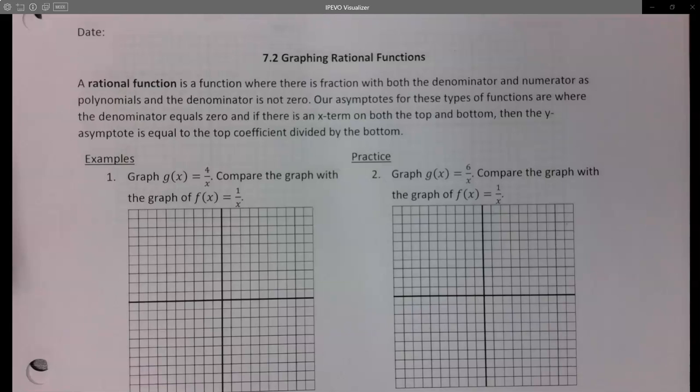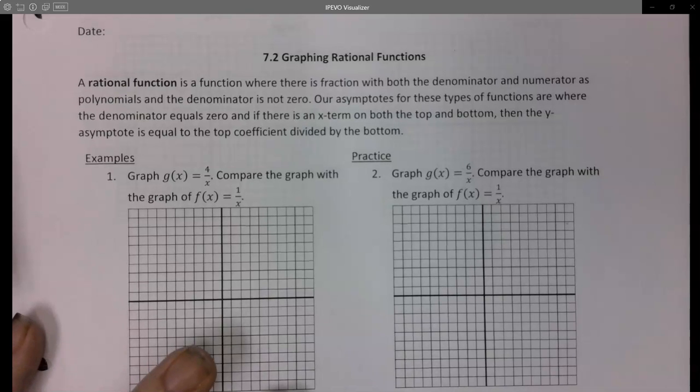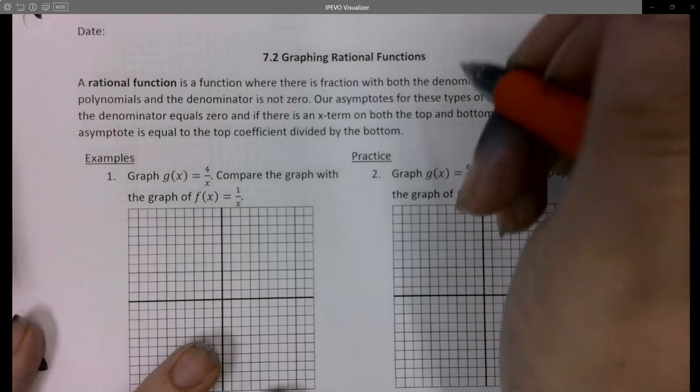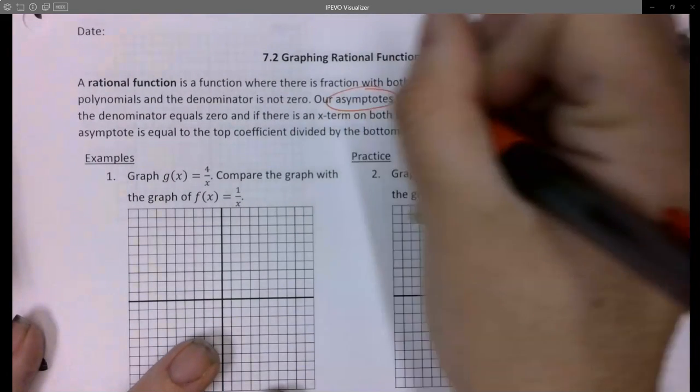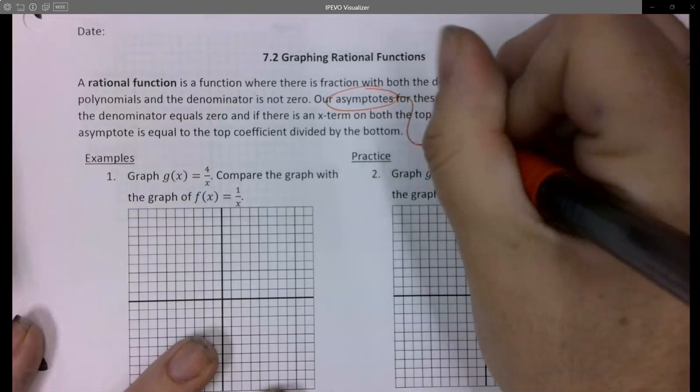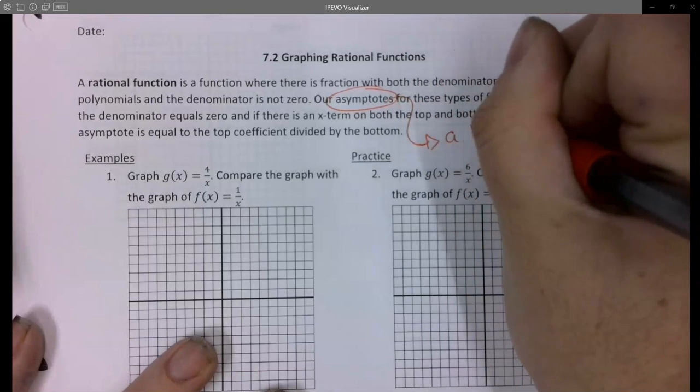So our asymptotes, have I ever gone over what an asymptote is before? I don't think I have in this class. Asymptotes are where the denominator equals 0 and if there's an x term on both the top and bottom. So basically, an asymptote is a line the graph avoids.